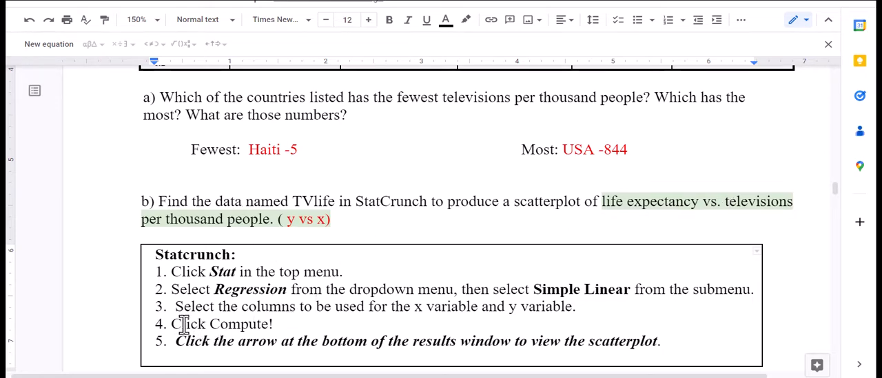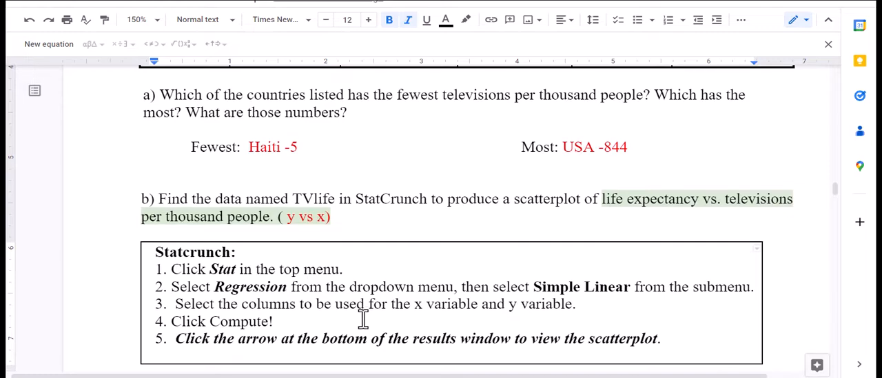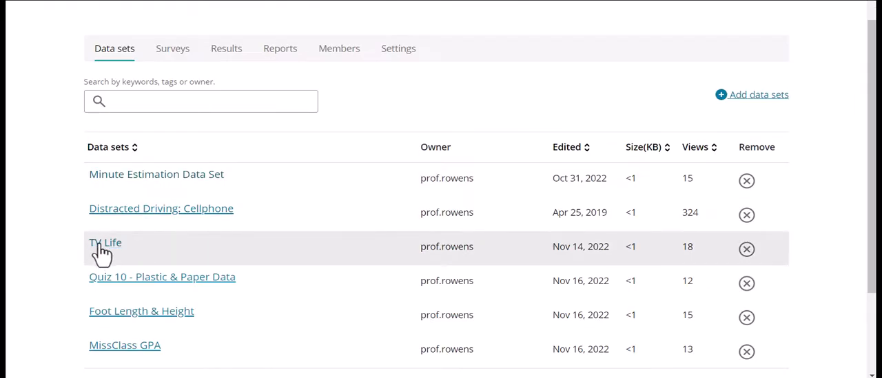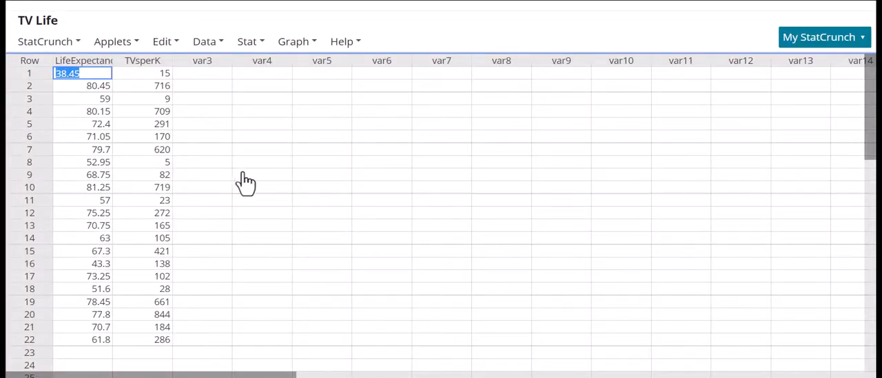And then we're going to click Compute, and we're going to click the arrow at the bottom of the results to view the scatter plot. The first window you'll see is a bunch of numbers, and we'll make sense of that in a little bit, but then we just want to look at the scatter plot. So let's go back, and TV Life, there it is. And here's the data. So I have 22 countries. Make sure that the data matches what you were told in terms of the number of values in it.